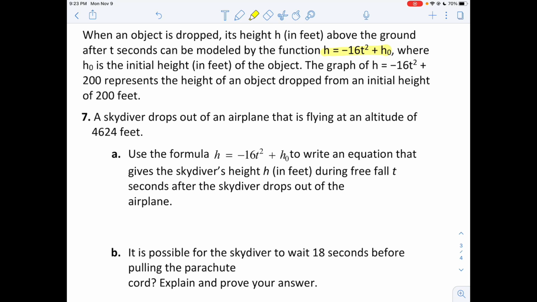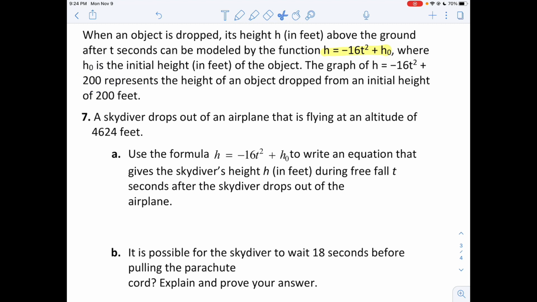And that 0 is an h naught. Okay, that's what you call it in your science class, h naught. So your initial height is that h naught of the object. And so, for example, the graph of negative 16t squared plus 200 would mean that our initial height was 200 feet.